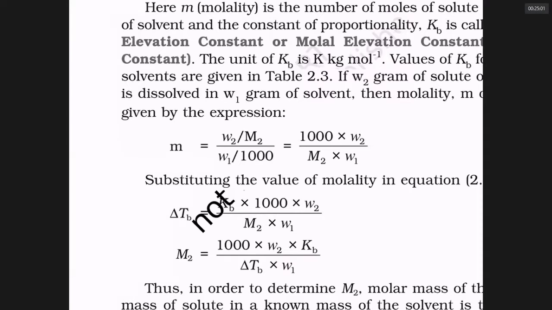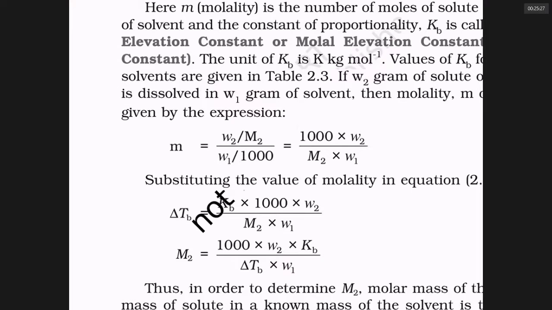I know delta Tb. I know Kb for water. I know the weight of the salt I have taken. I know the weight of the water I have taken. Can I find out M2? Simple, no? But I want to exactly know what Kb is.